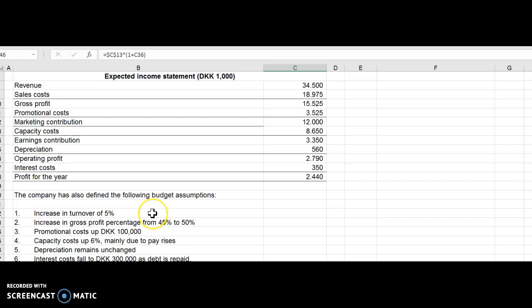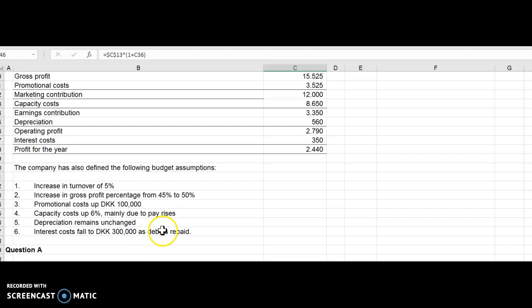They tell us that turnover or revenue will increase by 5%. We don't know if it is sales price increase or if it is volume increase. Turnover increase by 5%. Then they tell us that gross profit will change from 45 to 50%. Promotional cost will increase by 100. Capacity cost will increase by 6%, and so on.